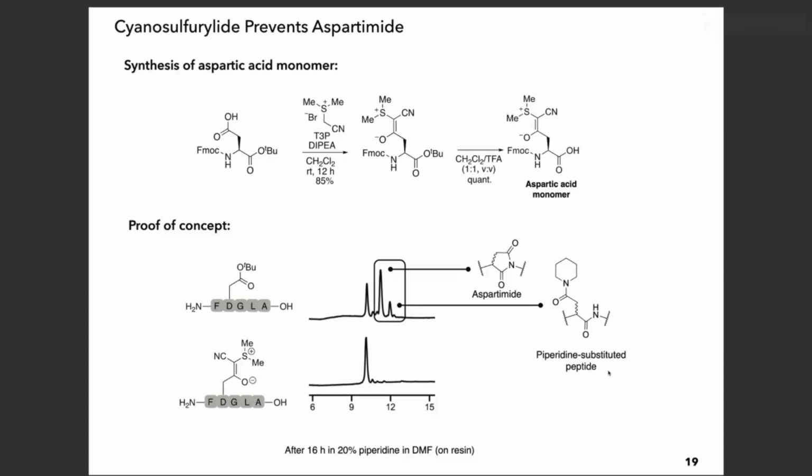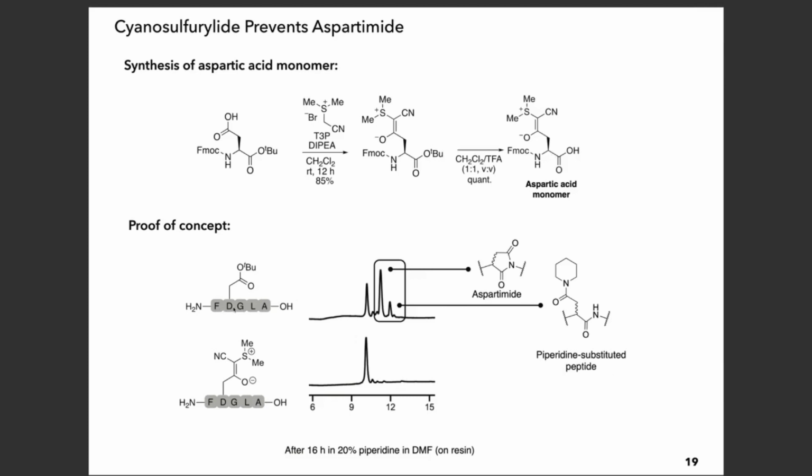And so knowing that, we thought, okay, maybe we can just install this into an aspartic acid monomer. And that's quite simple to do. We just take this side chain unprotected aspartic acid monomer. We introduce the sulfur ylide using our standard method for that and remove this tert-butyl group to form this aspartic acid monomer, which we can then incorporate by solid phase peptide synthesis.